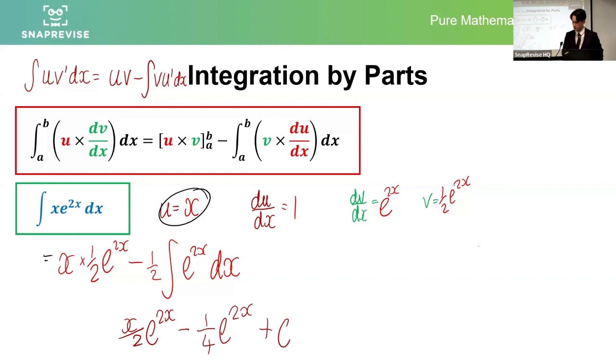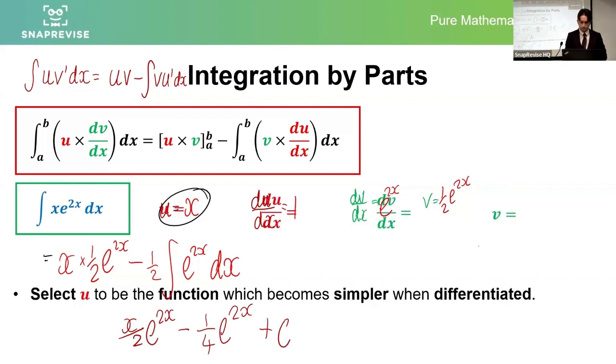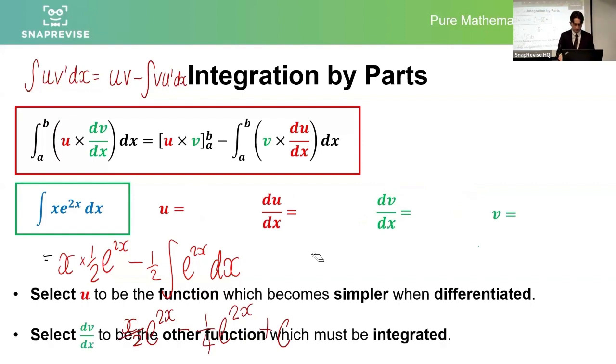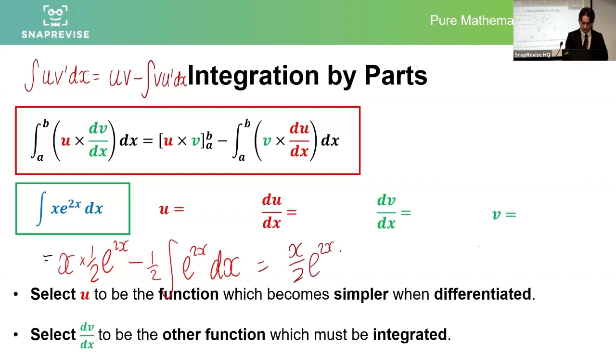Hopefully that's all good. So key things, I've kind of written all over the positions here. They're the things we found. And then what we should have, I'll rewrite that final answer. Oops. Is we got x over 2 e to the 2x minus a quarter e to the 2x plus c.